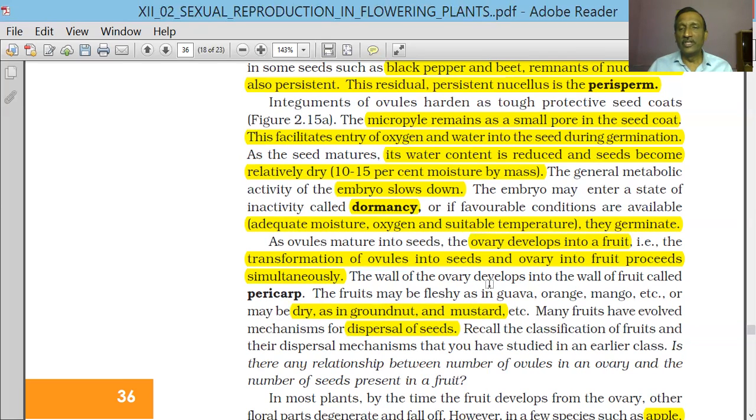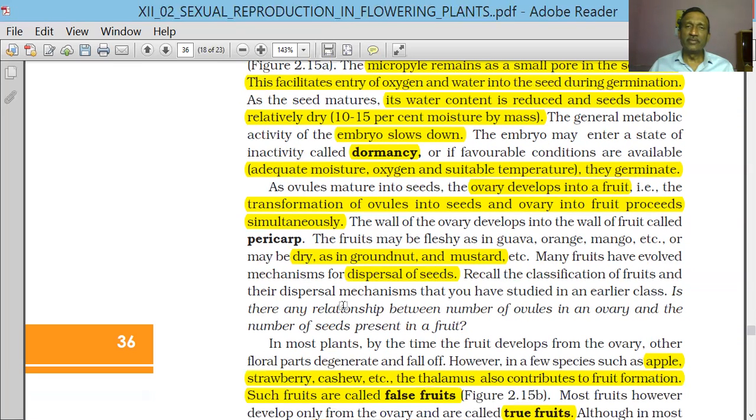The wall of the ovary develops into the wall of the fruit, called the pericarp. You might have seen several fruits. Nowadays, mangoes are available. When you cut a mango, you see the thick, outer yellowish layer. That is called the pericarp. In between, there is a fleshy layer. That is called the mesocarp. And just outside the seed, there is a tough layer. That is called the endocarp.